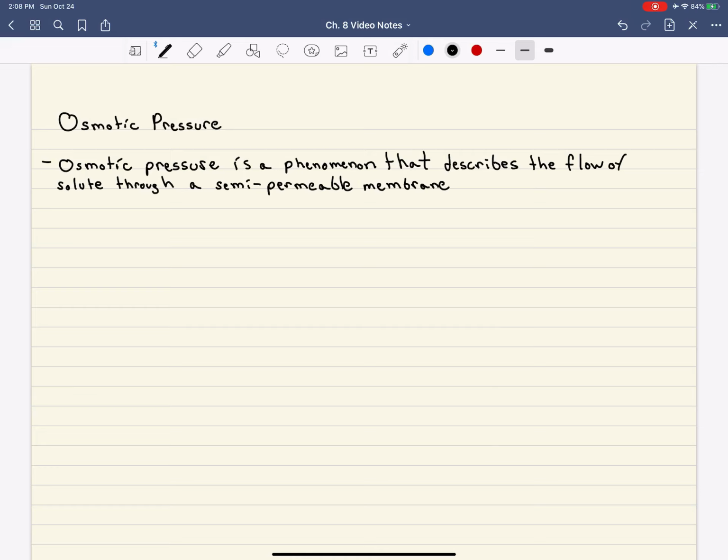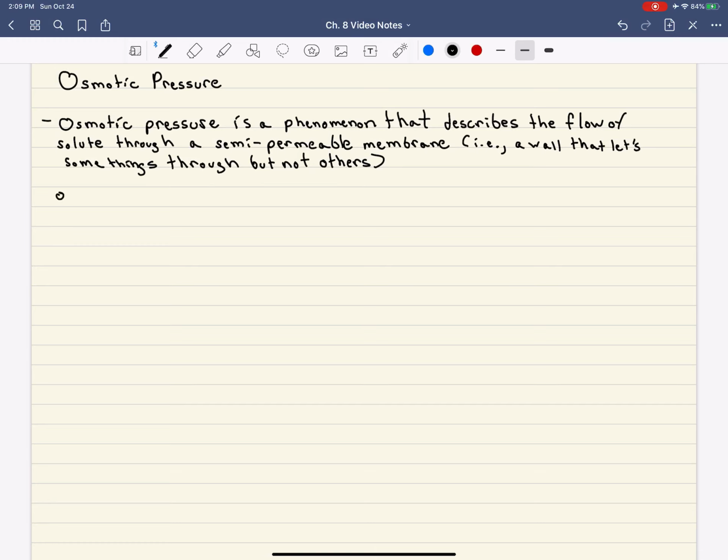And so in general, just to explain it in words, osmotic pressure is a phenomenon that describes flow of a solute through what we call a semi-permeable membrane. What I mean by that is it's essentially just like a wall that filters some species through. So it's a wall that lets some things through, but not others. That's just a very general way of thinking about it.